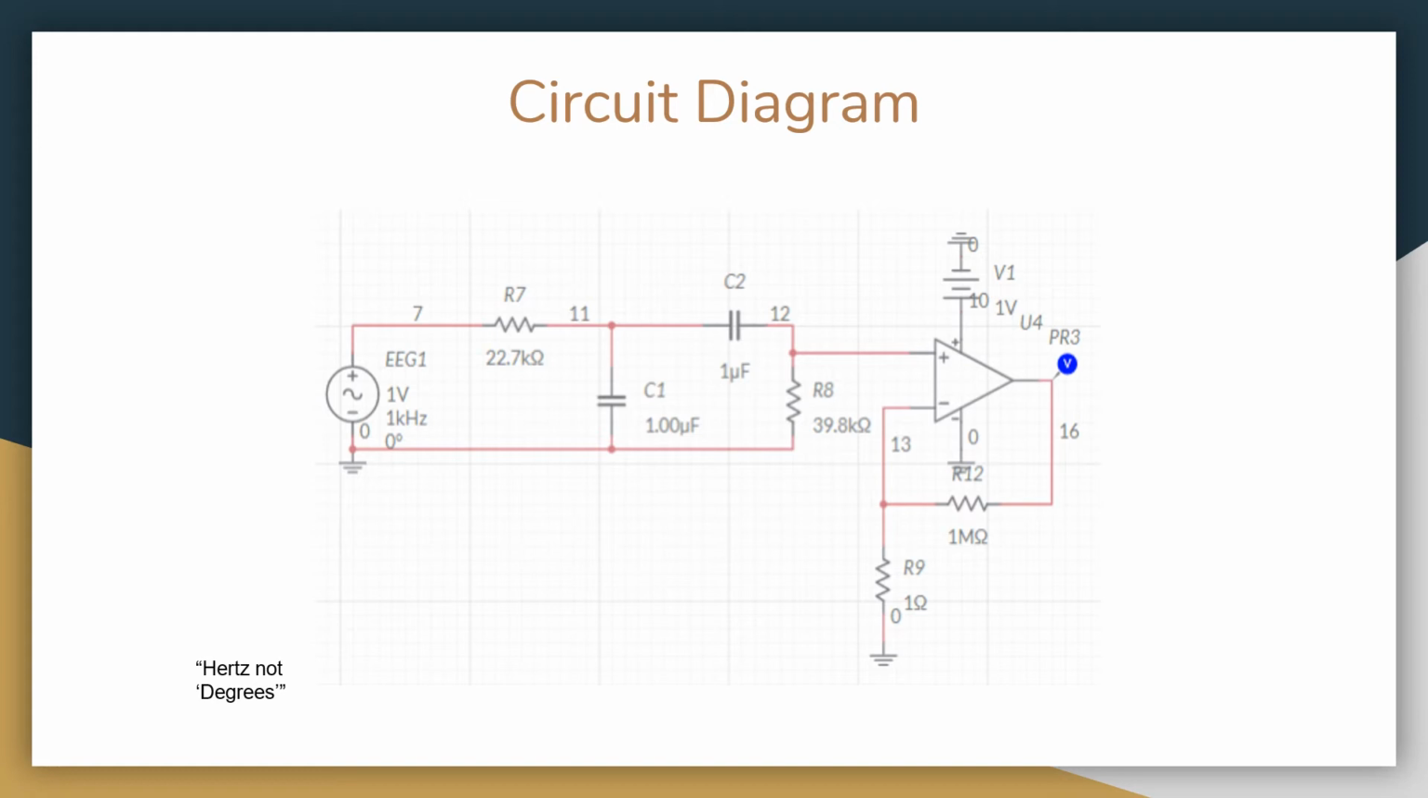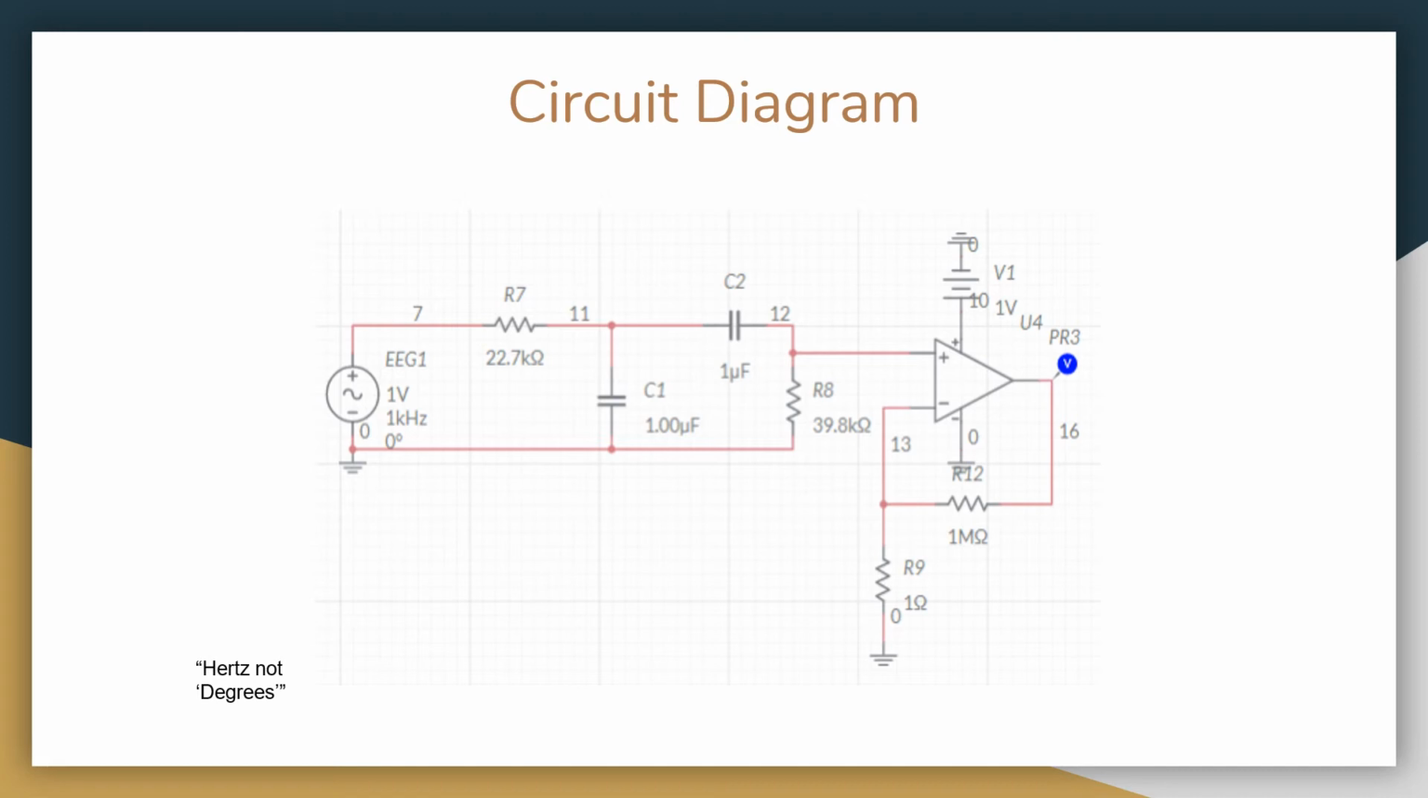First, to isolate the signal around that frequency, we have a bandpass filter. This bandpass filter, of course, goes from 4 to 7 Hz. To cut it off past 7 Hz, we have a low-pass filter that reaches 7 Hz at that point. This is seen within the first portion of this circuit right here with the 22.7 kilo ohm resistor and the 1 microfarad capacitor.